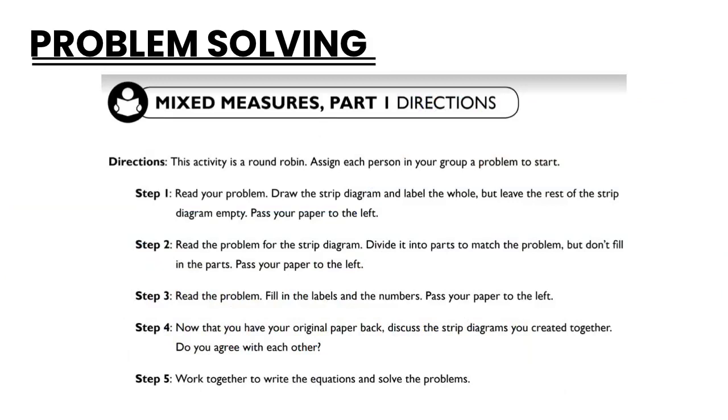Measures. This is from our Teach Transform book that is referenced in our curriculum. And so as you look at the directions here, I'm not going to read them to you word for word, but you'll see that this is a group activity where students are working together to draw a strip diagram, label the whole, divide it into parts, fill in the labels and the numbers, and then eventually discuss the strip diagrams that they created together and see if they agree or disagree, and then work together to write the equation and solve the problem. More than likely, this is going to need to be modeled in your classroom.